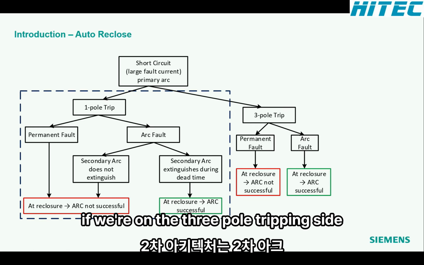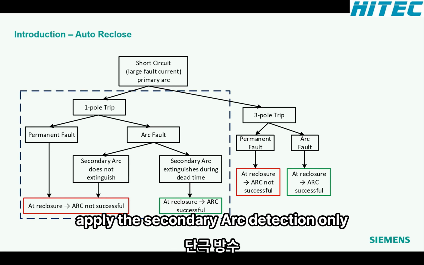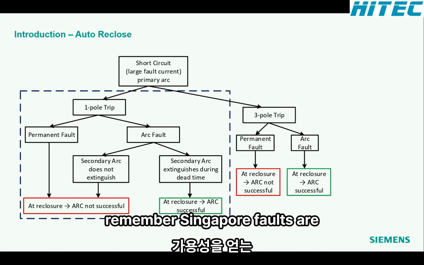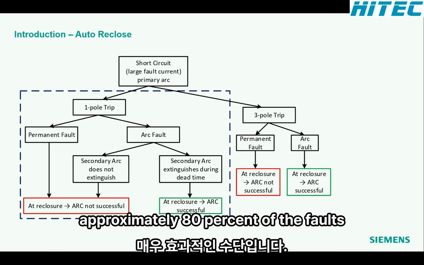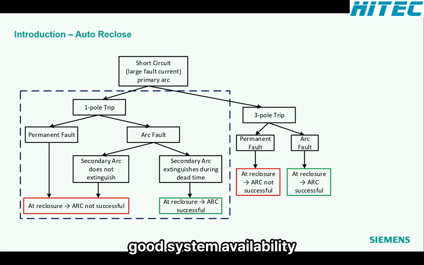If we're on the 3-pole tripping side, then the secondary arc detection does not apply. The secondary arc detection only applies to single-pole tripping. But remember, approximately 80% of the faults on an overhead line are single-phase faults. So the single-pole auto reclosure is a very effective means to get good system availability.